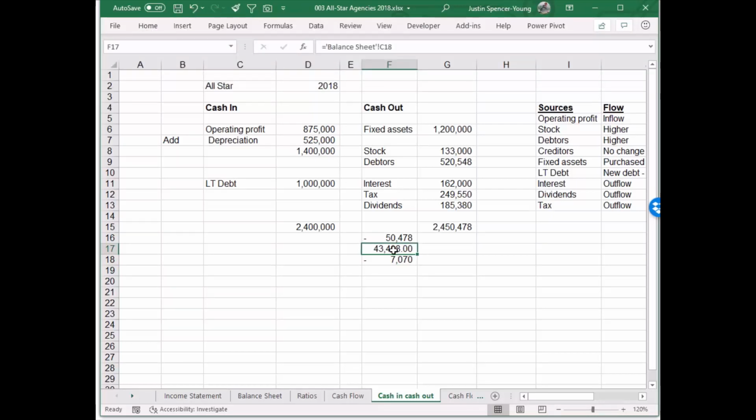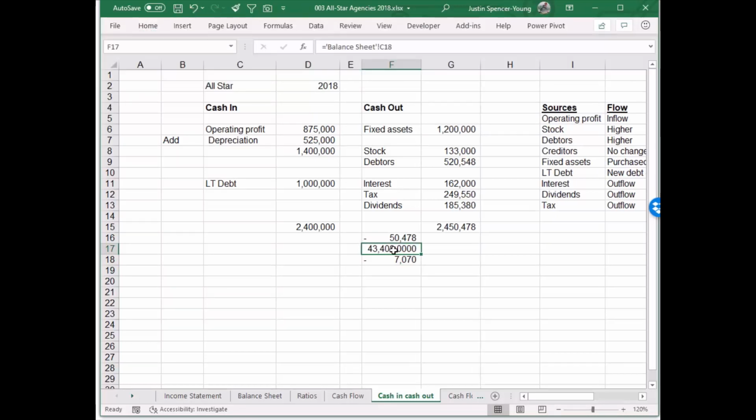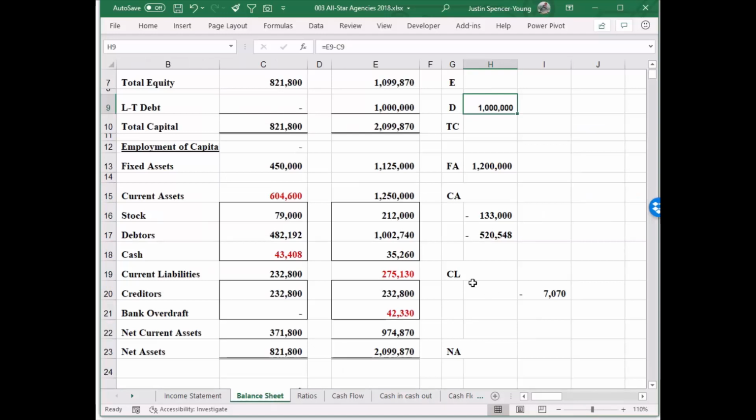Let's adjust that formatting there. Do that the other way around. Take some zeros out. What we've done is we've said we started with 43,408, 50,000 and some change went out. So what are we left with? We're left with this number of 7070 negative. All right, so that then should equate to the net cash position in our balance sheet. Let's go and have a look.